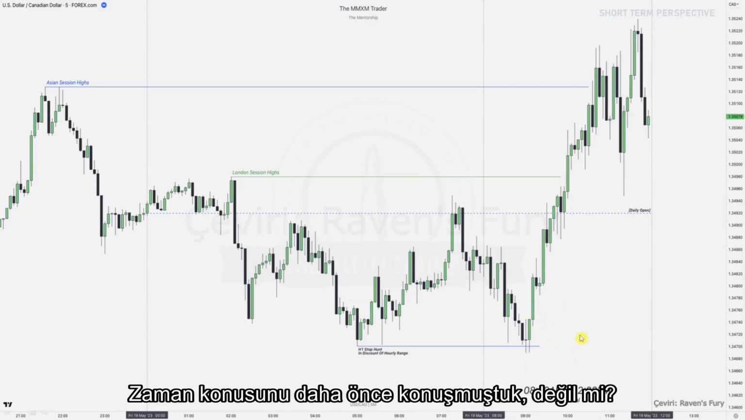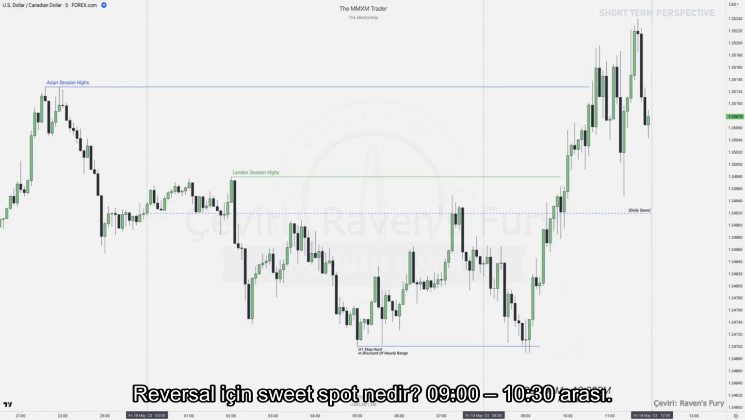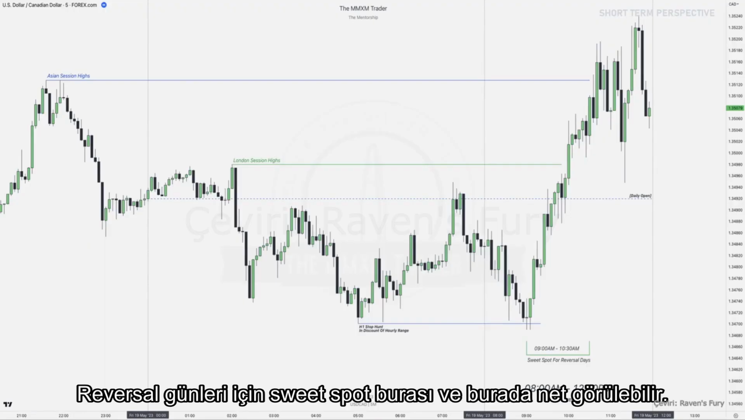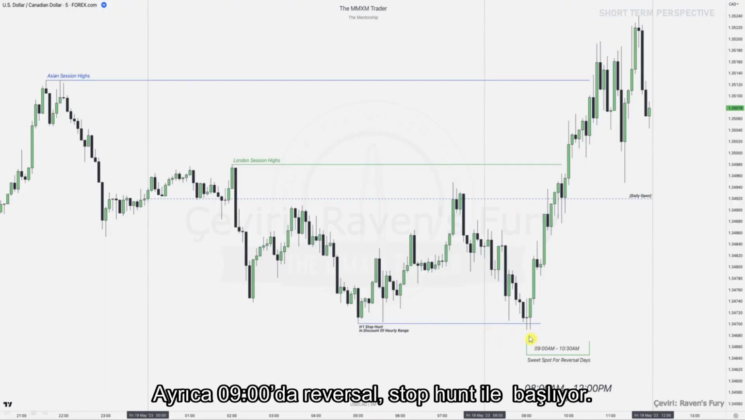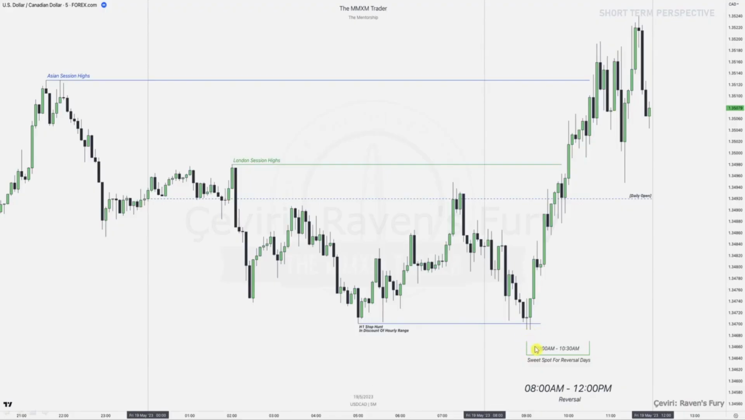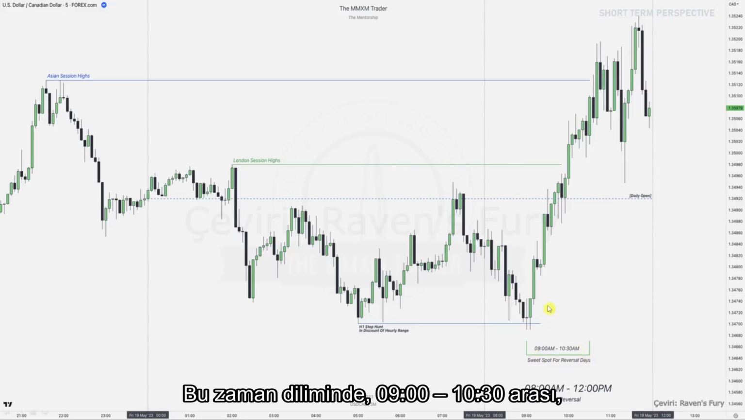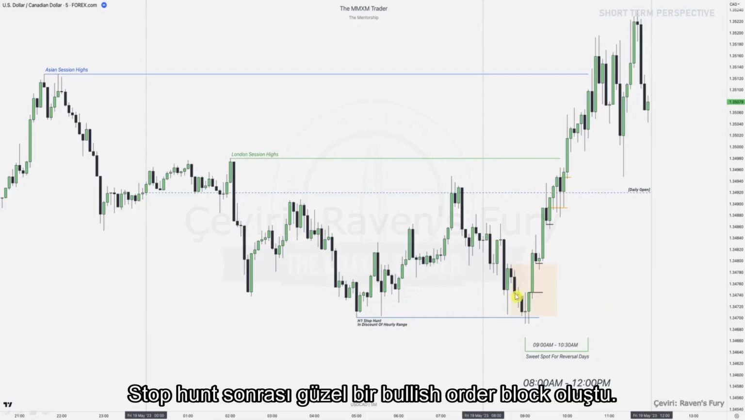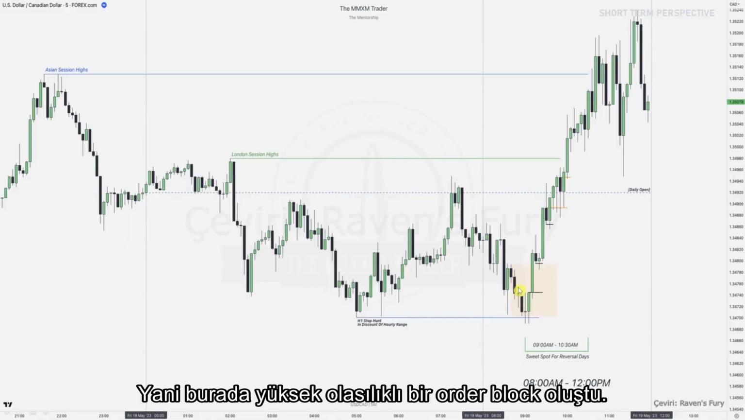Now think about, we talked about time earlier, right? What is the sweet spot for a reversal? That 9 a.m. to 10:30 a.m. is the sweet spot for those reversal days. And you can clearly see over here also, we start that reversal with that stop hunt right on the dot on 9 a.m. and then in this time frame, 9 a.m. to 10:30 a.m., we can spot our entry model. Draw out your discount arrays over here, right? So we've got this nice bullish order block formed after that stop hunt. So a high probability order block has been formed over here.